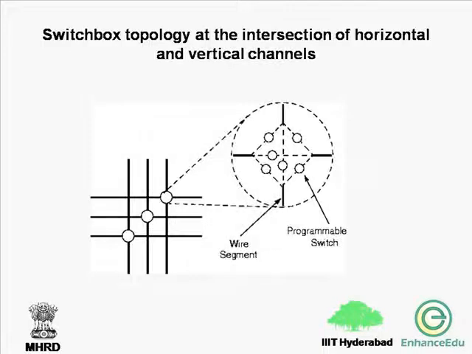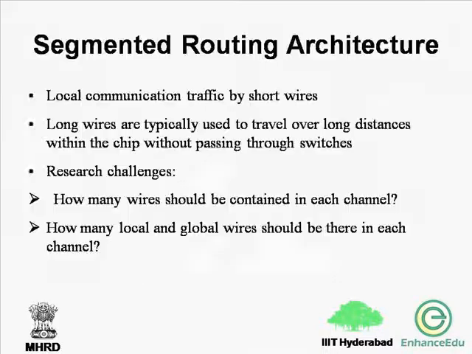Suppose you give programmable switches. Now at the intersection of each horizontal and vertical wire, you have a programmable switch matrix like this, which is used for enabling or disabling the connections between horizontal and vertical lines, with the help of which you establish a connection between horizontal and vertical lines.